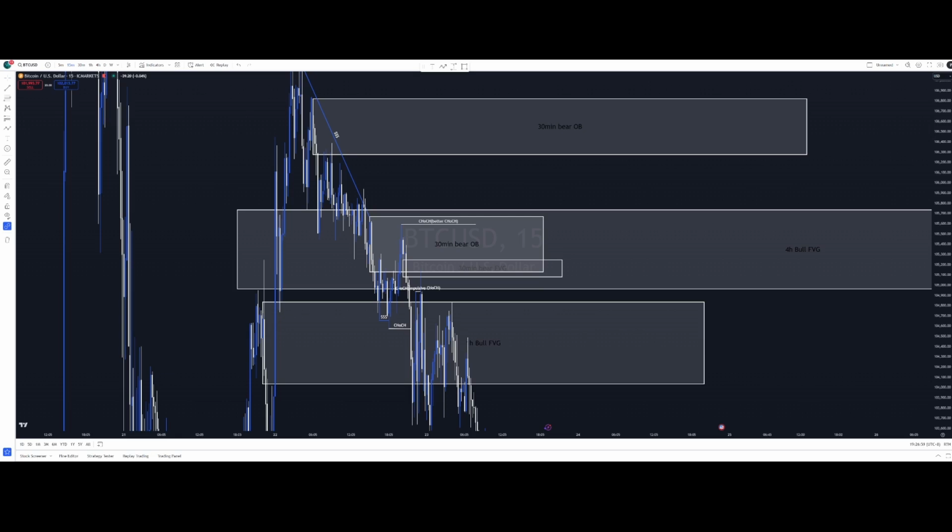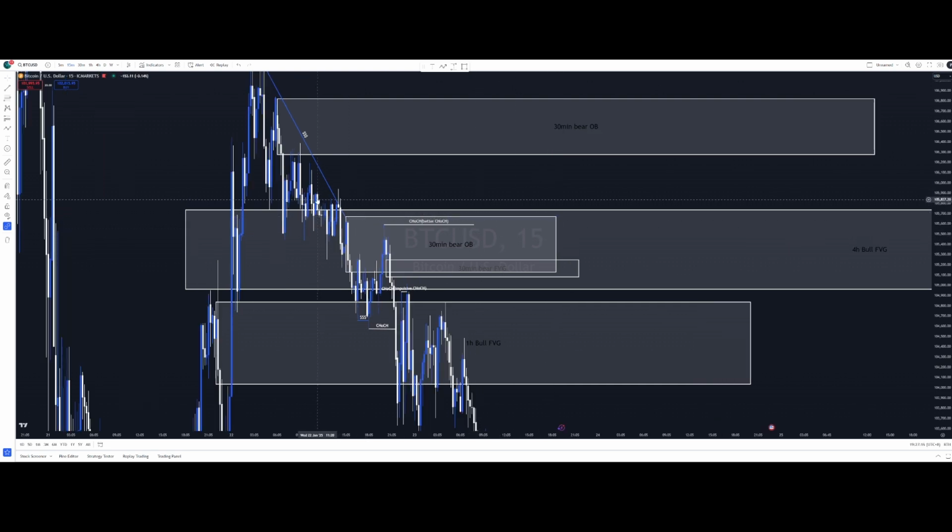Hey traders, let's look at an analysis on Bitcoin. Here we mark out our point of interest and imbalances, such as the 4-hour bullish fair value gap, 1-hour bullish fair value gap, and the 30-minute bearish fair value gap, and also the point of interest, as seen above.